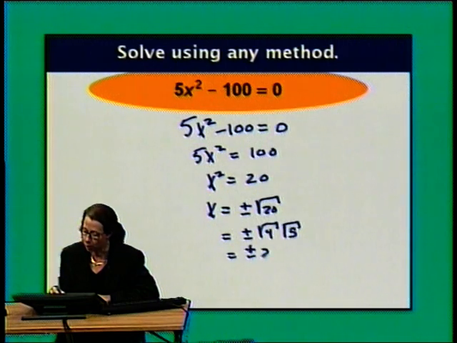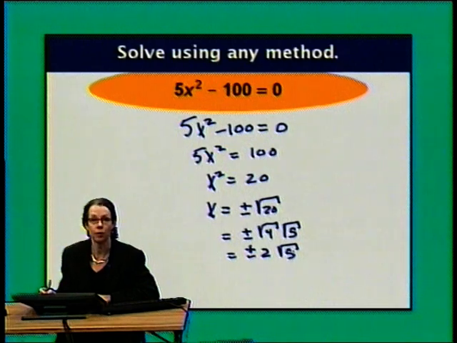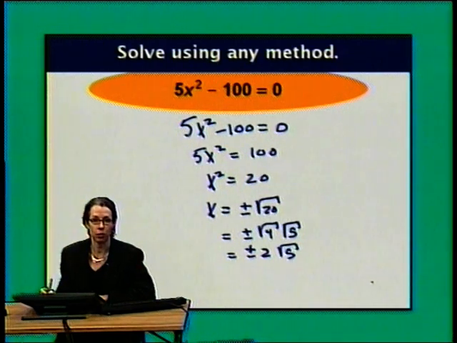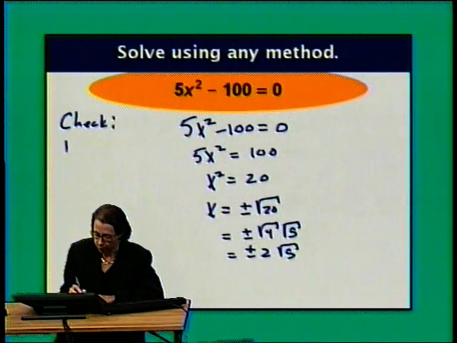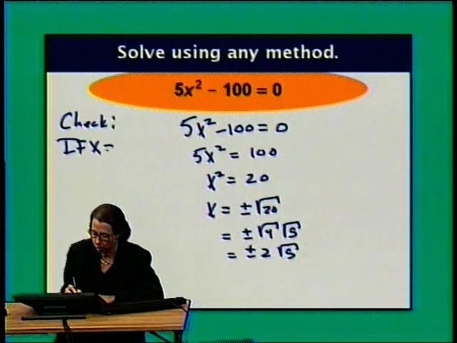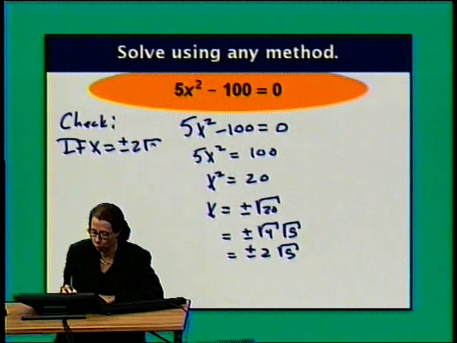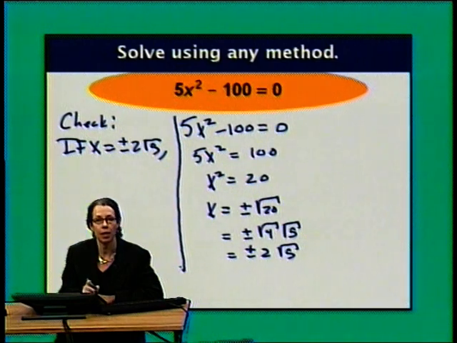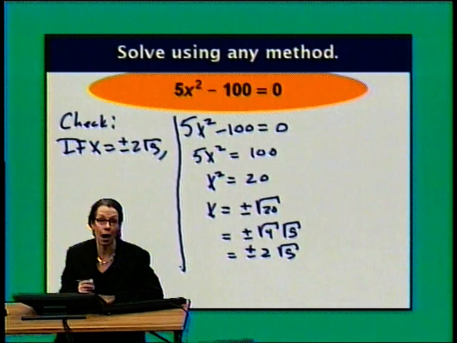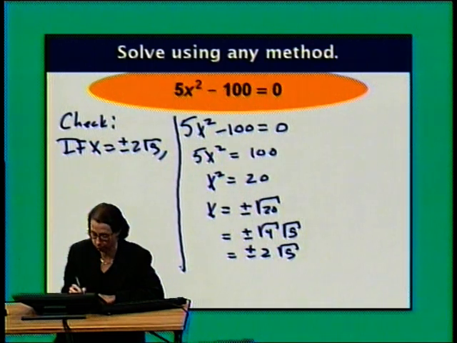So I have plus or minus 2 radical 5. Now I want to check my solution. I'm going to do my check up here. If x equals plus or minus 2 root 5, I need to check that 5x squared minus 100 equals 0. In this case, I can do both checks at once, because when I square either positive or negative 2 radical 5, I'm going to get the same thing.